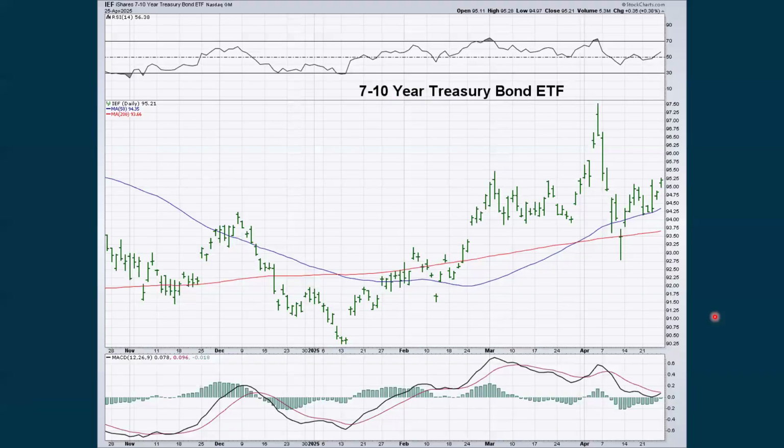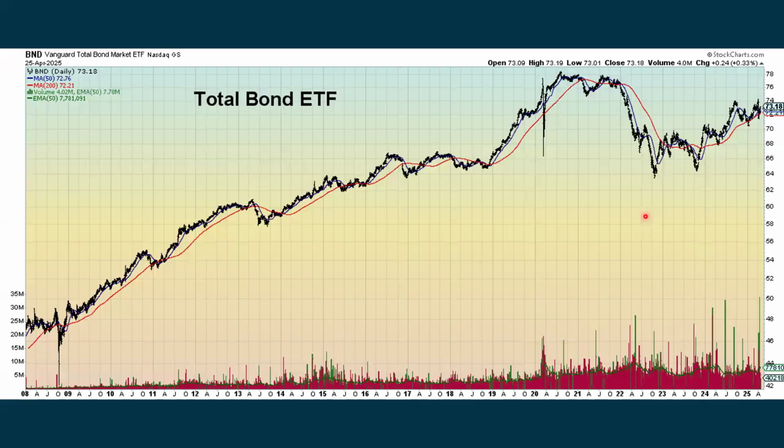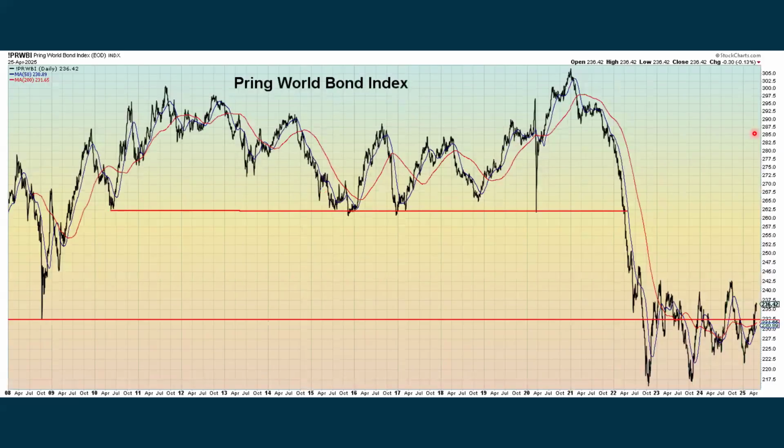Then we look at bonds. This is the price of bonds, which has been holding up. We really shot up as interest rates were going down. Then we really came down as interest rates were going back up. It seems like we're stabilizing now. So at least over the last week, the bond market has been more under control. We're still in an uptrend with the total bond ETF.